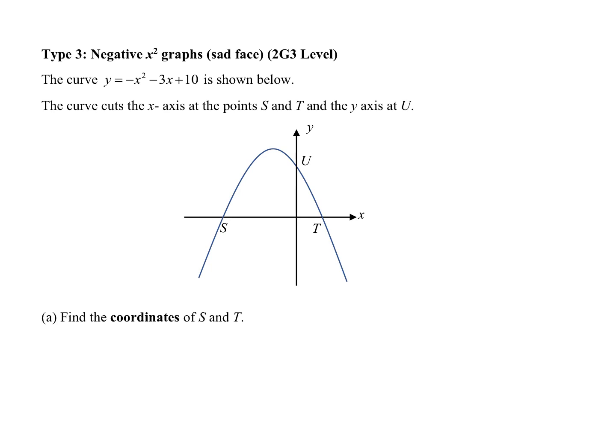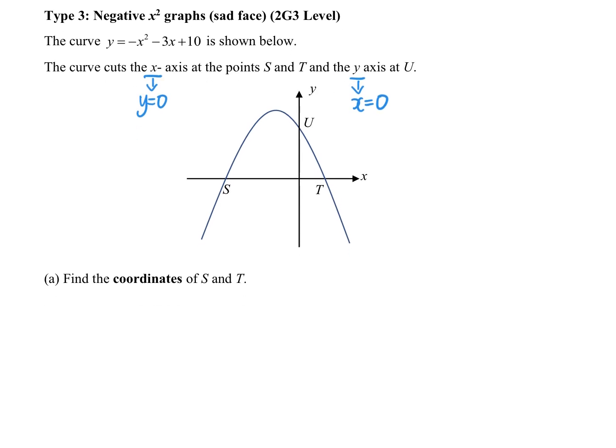So what do we know immediately? We do know that cutting the x-axis means y is equal to 0. And cutting the y-axis means x is equal to 0. Now, the first part of the question asks me to find the coordinates of S and T. So what we need to do is substitute y equals to 0 into our equation. Y equals to -x squared minus 3x plus 10.